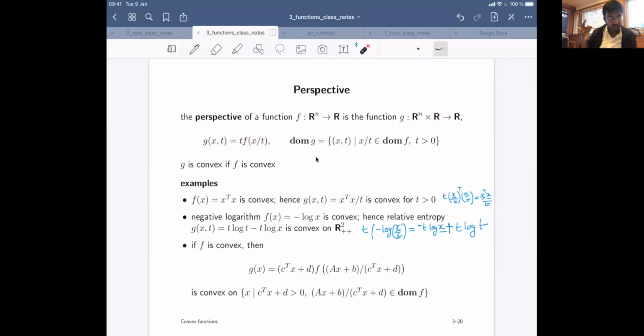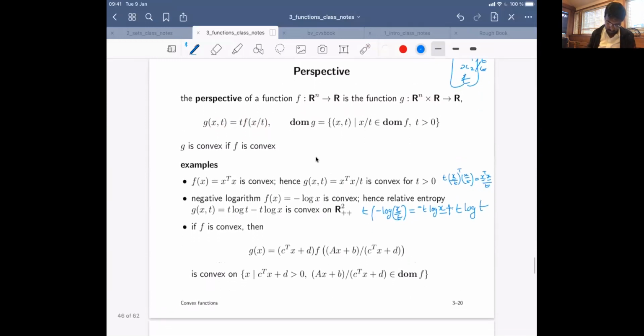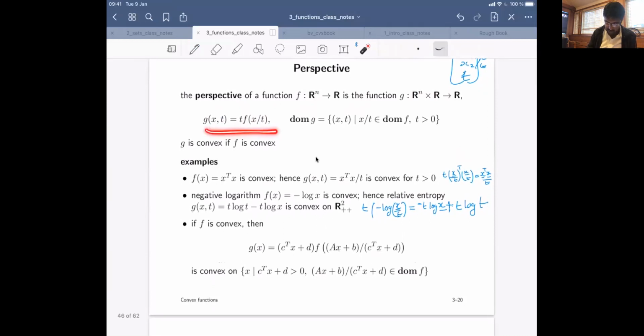Remember we were studying perspective, the same concept, under sets. You have x1, x2, something like x3, and then we divide each by x3. Let's say this is t here. Then we divide with t. So this has some connection with that, but we don't go into detail since we don't have time. But I just state that my perspective function is something of the form t times f of x by t.